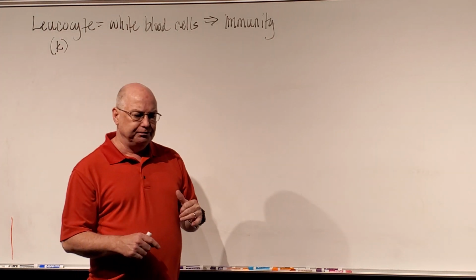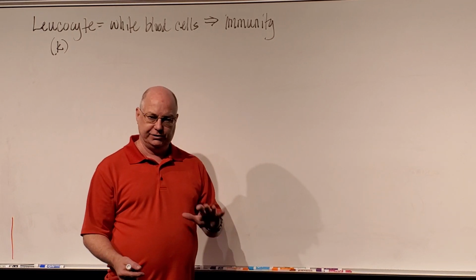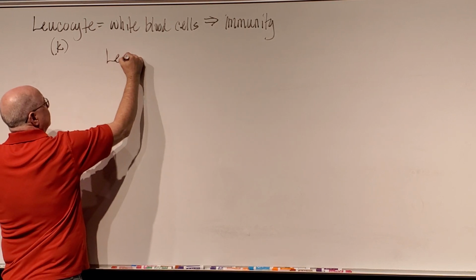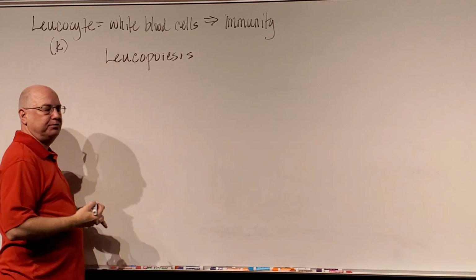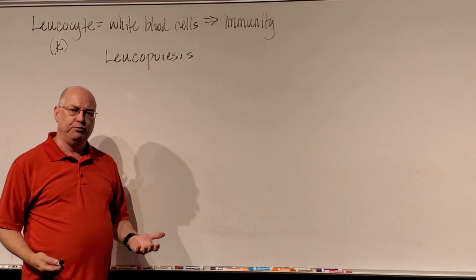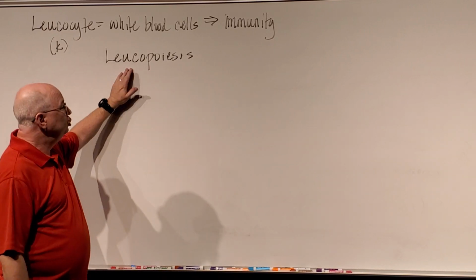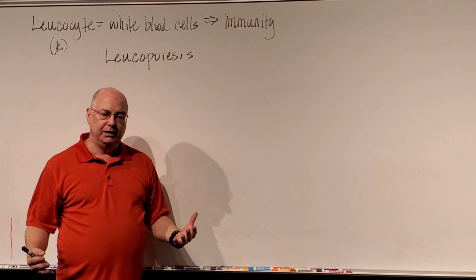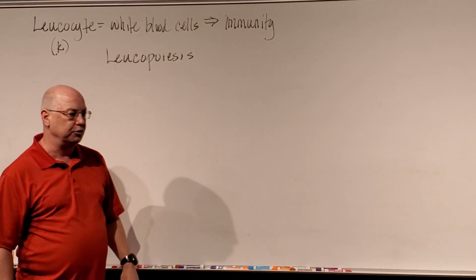So, leukocytes are produced by a process called leukopoiesis. Let me just get this out of the way. Leukopoiesis is white blood cell production. We've covered erythropoiesis. Erythropoiesis is the production of red blood cells. Leukopoiesis is the production of white blood cells. The production of all blood cells is called hemopoiesis. It includes erythropoiesis and leukopoiesis.